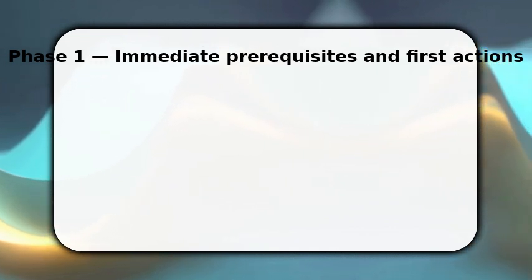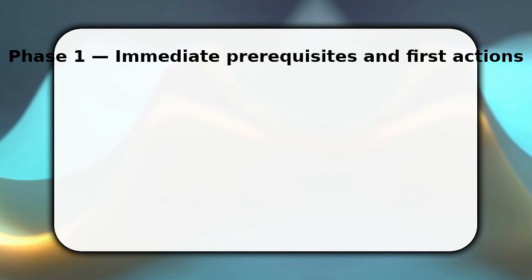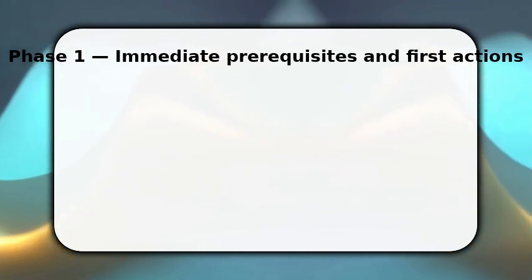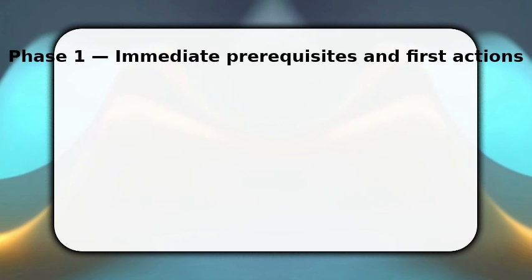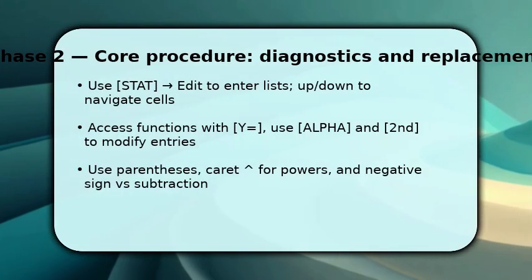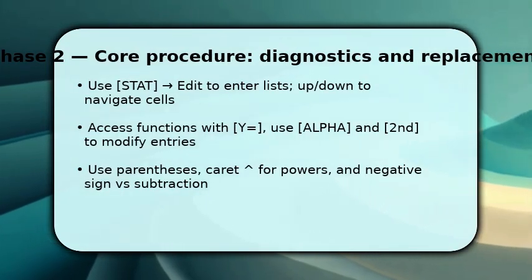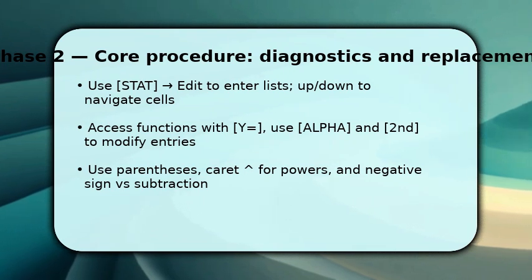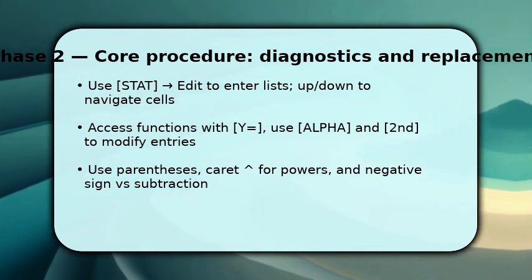Press the memory sequence and delete unwanted lists. Make sure to keep contrast readable. If the screen is faint, adjust contrast now. Then enter data through the Stat Edit screen for lists and through the Home screen for expressions. This matters because list data feeds statistical functions automatically.